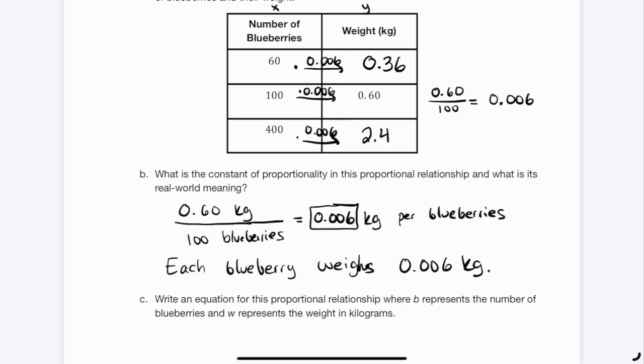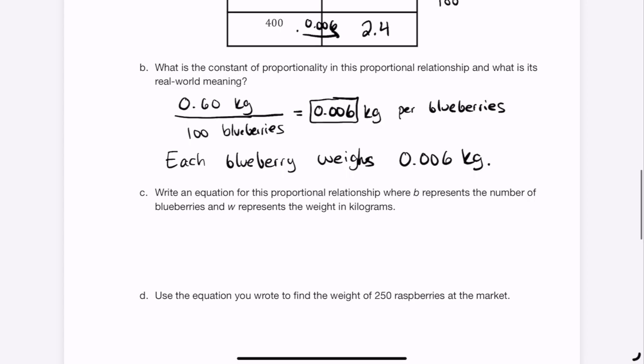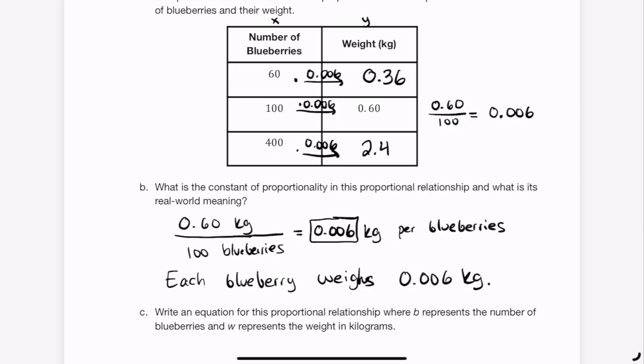6 thousandths of a kilogram. Okay, so we'd have to explain that, including the unit. Then we're going to write an equation for the proportional relationship where B represents the number of blueberries and W represents the weight in kilograms. Now I was using X and Y before, but now we're going to use these. This is B and this is W.